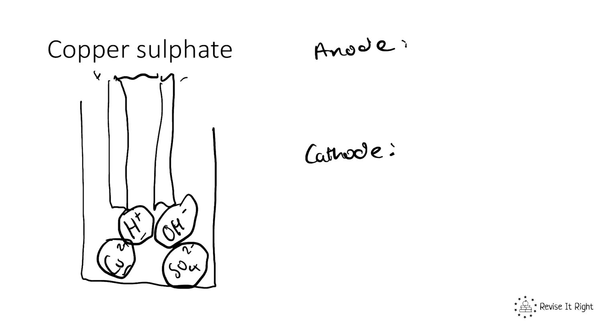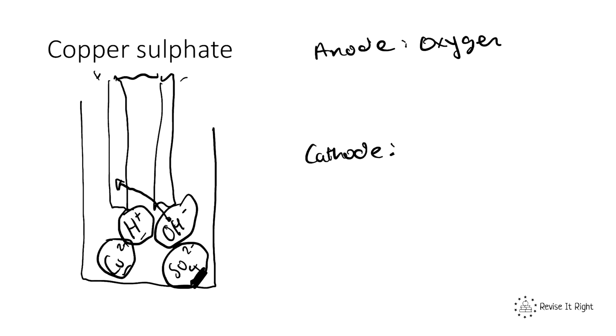Remember that the rule at the anode is if the non-metal is a halogen, then the halogen will be produced. If it is not a halogen, then oxygen will be produced. So we need to look at our sulfate ion. Sulfate is not a halogen, and therefore oxygen will be produced. So the rule says that oxygen will be produced at the anode.